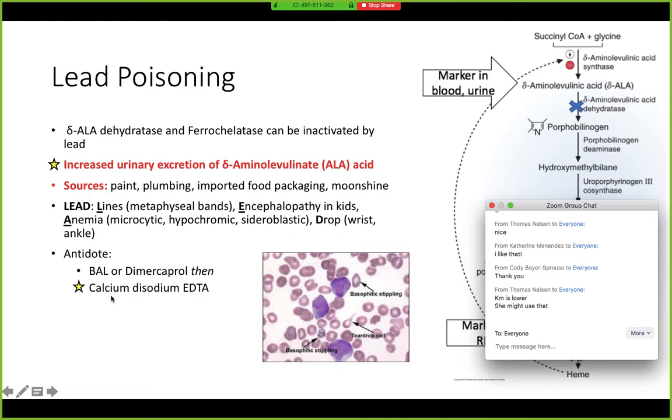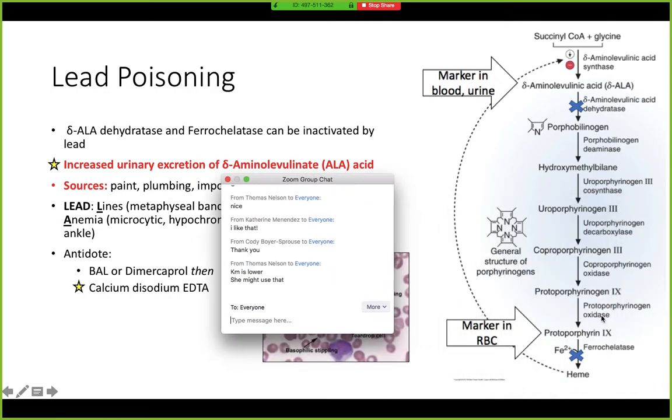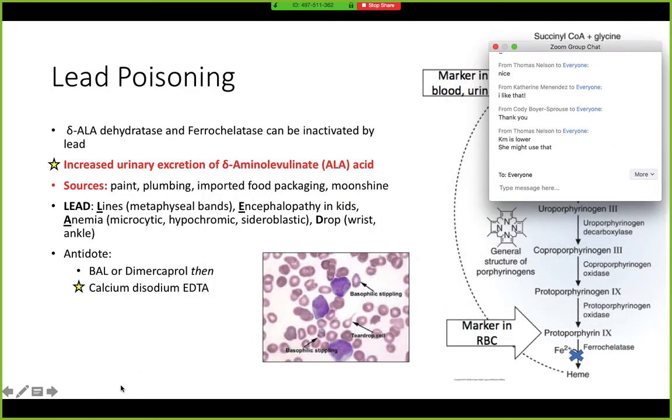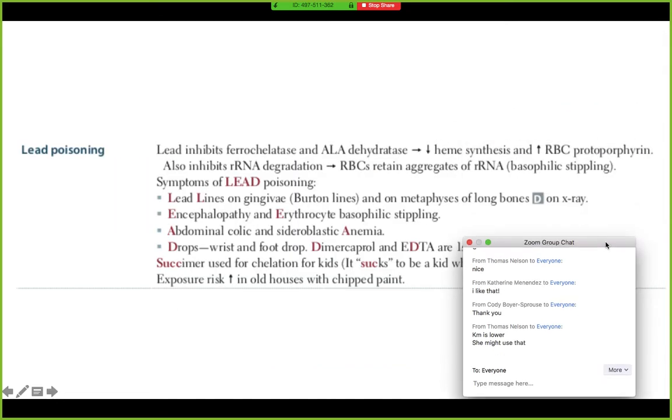Your antidote here was calcium disodium EDTA. But in my opinion, she made it sound like she was going to ask you something about the pathway over here. So I would just make sure you know the red blood cell marker, and then the marker in the blood and urine, especially the delta ALA. And I just included this too.